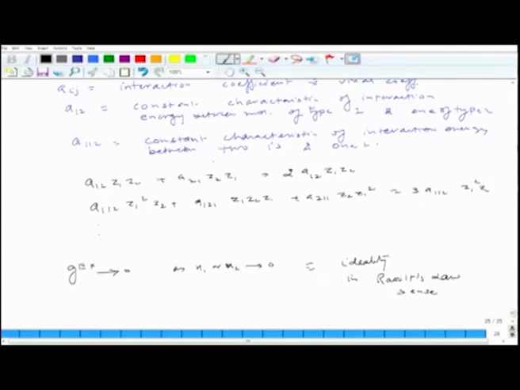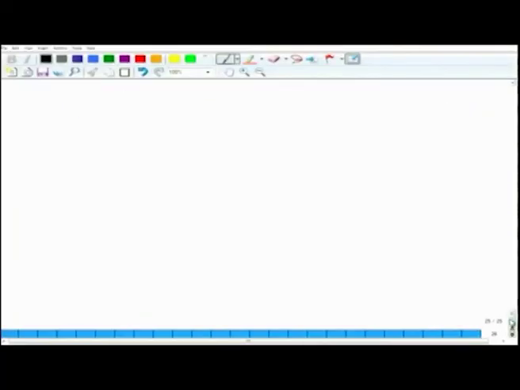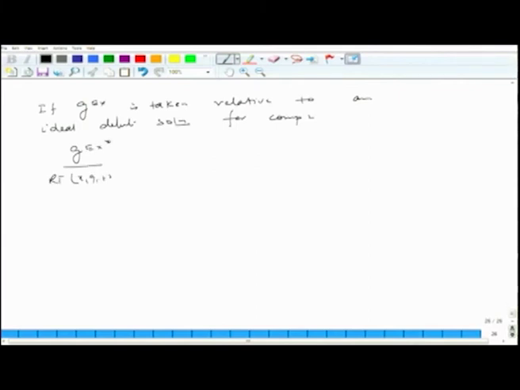So now if you would like to consider GE in terms of Henry's law, then you have to come up with different expressions. Okay. So when you consider Henry's law, then we will be writing something like this. If GE star is taken relative to an ideal dilute solution for component 2, okay, then we are going to write like this: RT x1 Q1 x2 Q2 star, and the right-hand side is a little different.